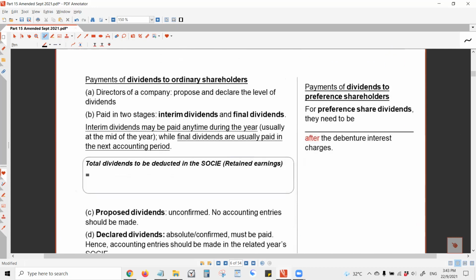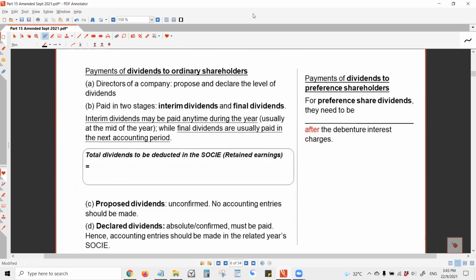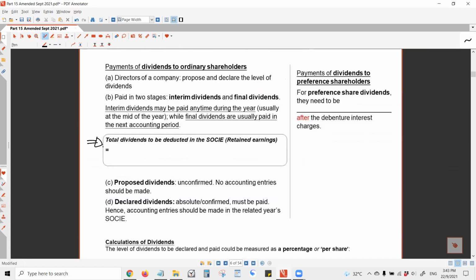And then here you write, yeah, this is important. Fill up the blank here: total dividends to be deducted in the SOCIE. SOCIE stands for Statement of Changes in Equity, which we will see later. Statement of Changes in Equity is a big table. I believe you have seen before, because SOCIE is one of the most important things for the topic. Later we will see.